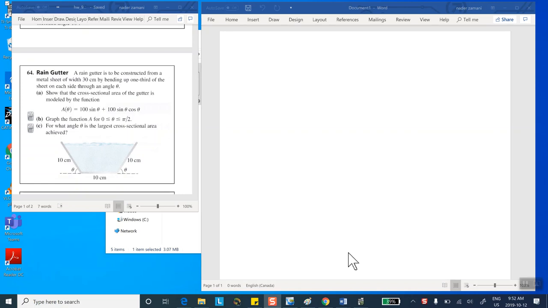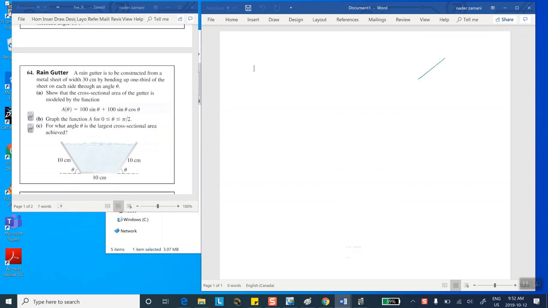Okay, this is the fourth video segment for homework number 9. So I'm gonna do these two word problems here. It says that we have a rain gutter which is made from a metal sheet.